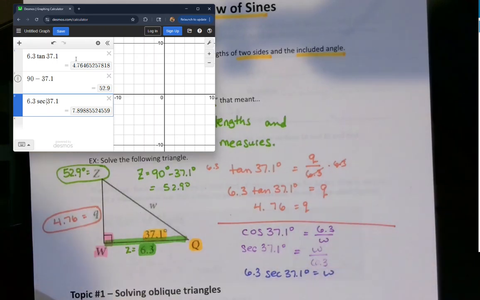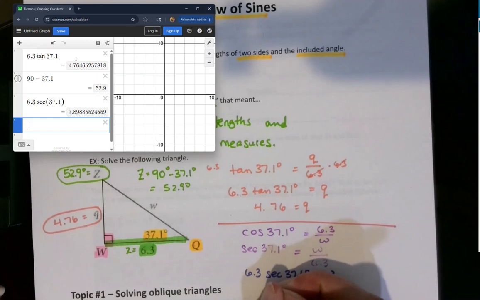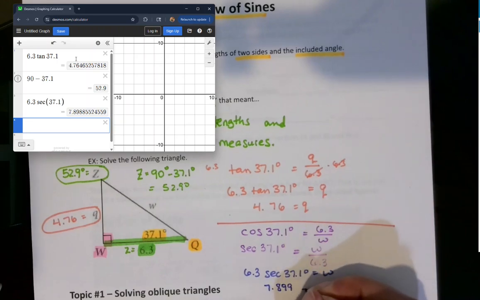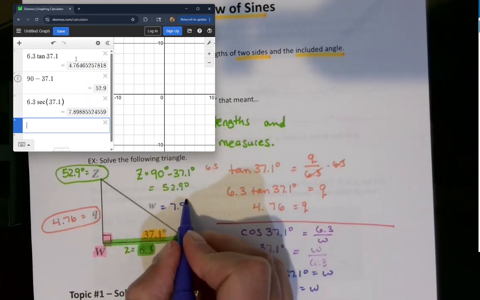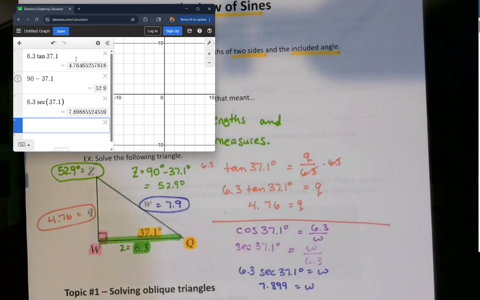So 6.3 times the secant of 37.1 degrees comes out at 7.899, which I have to round to two places as 7.90. So we'll round it that way. W is equal to 7.9. And now the triangle is solved.